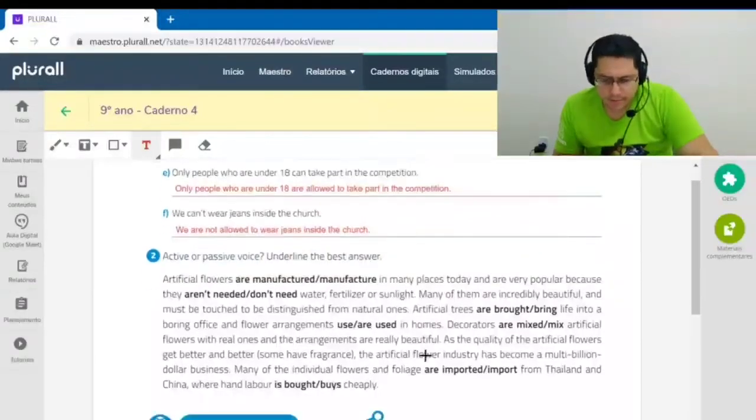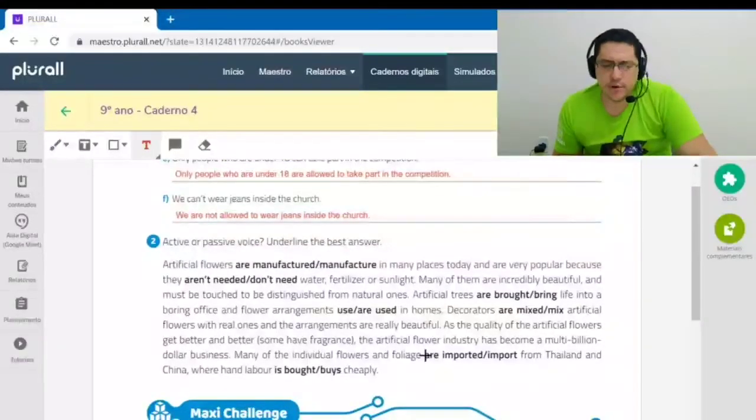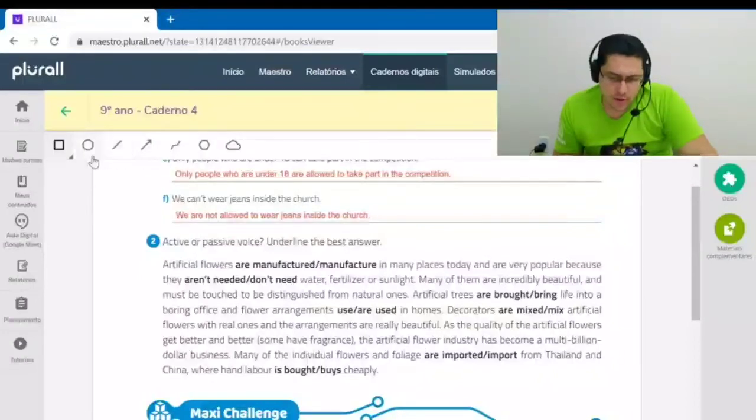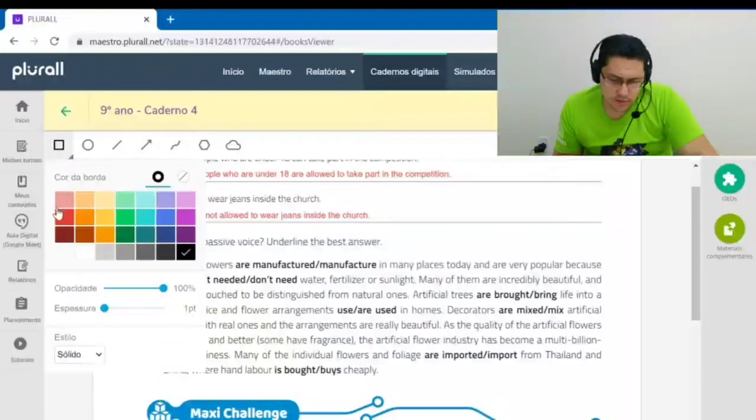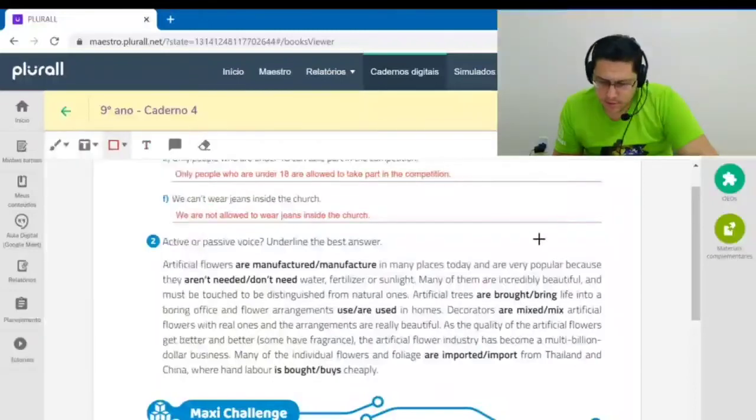Okay. Active or passive voice. Underline the best answer. Eu vou usar o quadradinho que eu gosto mais aqui, ó. Acho que fica melhor. Artificial flowers are manufactured or manufacture in many places. O verbo manufacture é fazer, produzir, né? Então as flores produzem alguma coisa ou são produzidas, as artificiais?